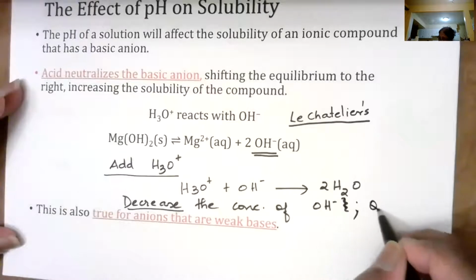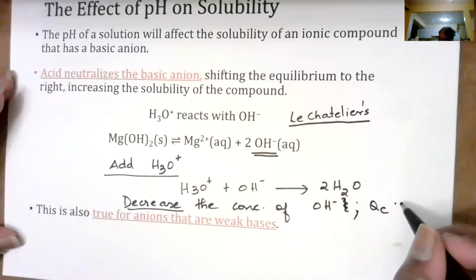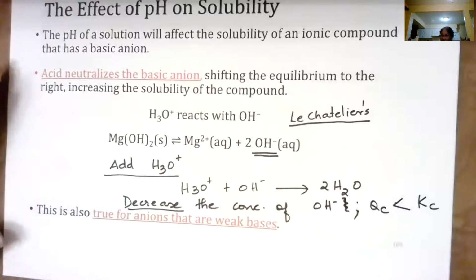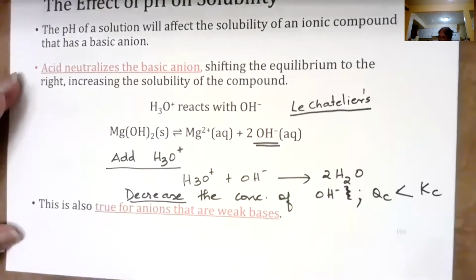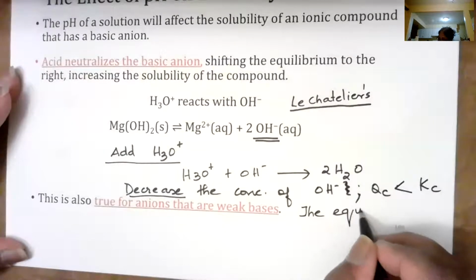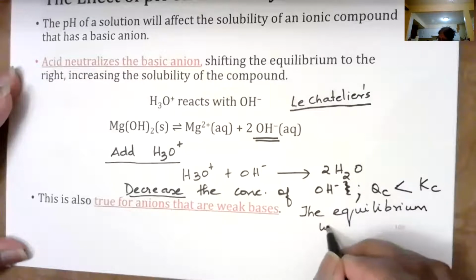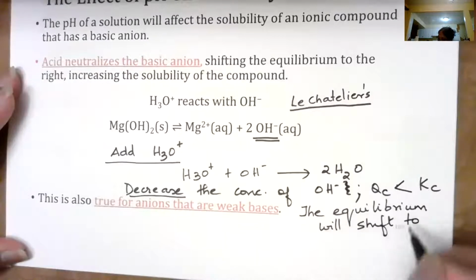So then QC will be products over reactants. If you decrease that, QC is less than KC. Okay, decrease the product, QC is less than KC. So then the equilibrium will shift to the product side.